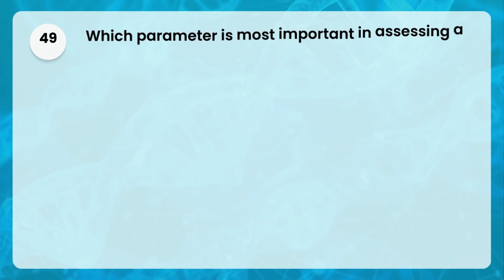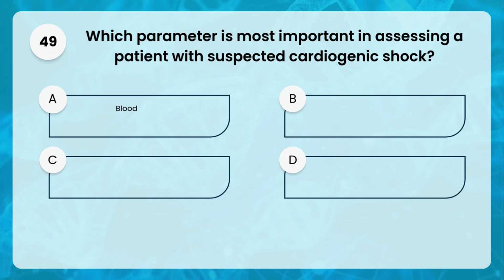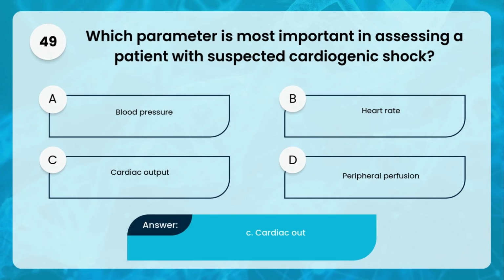Number 49. Which parameter is most important in assessing a patient with suspected cardiogenic shock? A, blood pressure, B, heart rate, C, cardiac output, D, peripheral perfusion? The answer is C, cardiac output.